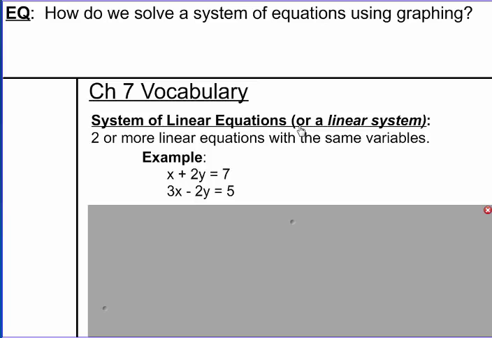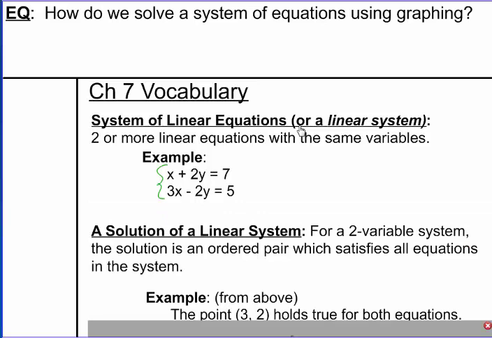When you get to Algebra 2, we step it up a bit and you start looking at three equations with three variables. Okay? But we're just looking at the two equations with two variables right now. So this is an example of what a linear system looks like. Okay? So right here, I have two equations, and there are two variables in each equation, and they are the same two variables in both equations. Okay? So that is a linear system.